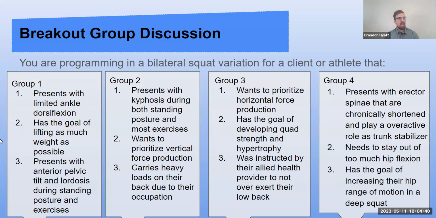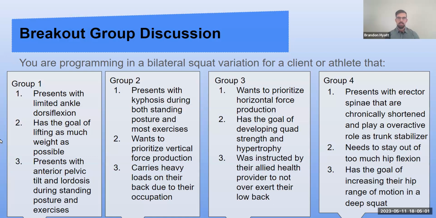All right, so you got a client, they have the goal of developing quad strength and quad hypertrophy. Well, there was weak to moderate evidence that as the load is more in front of you, it's going to work the anterior chain more. So if they want their quads to get bigger, stronger, let's do more front-loaded variations of the squat.